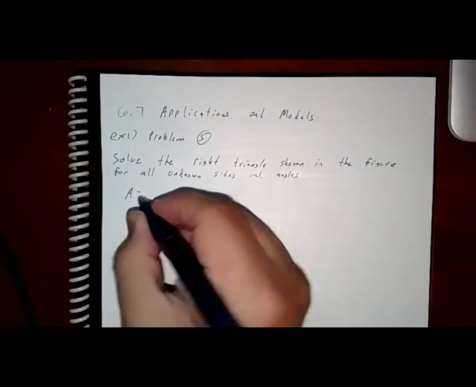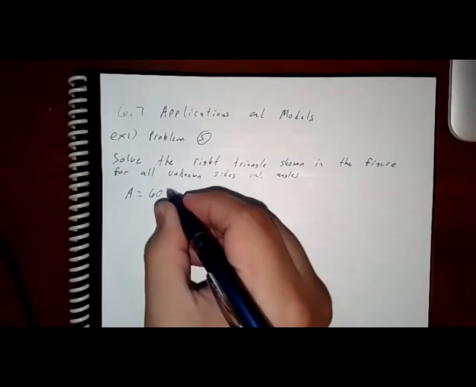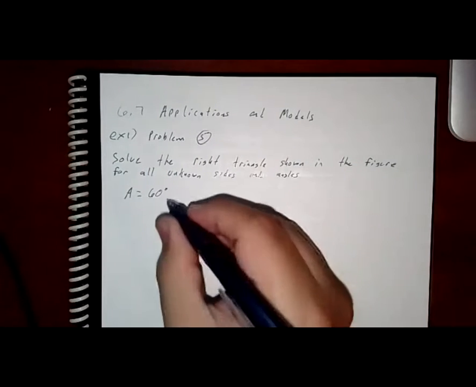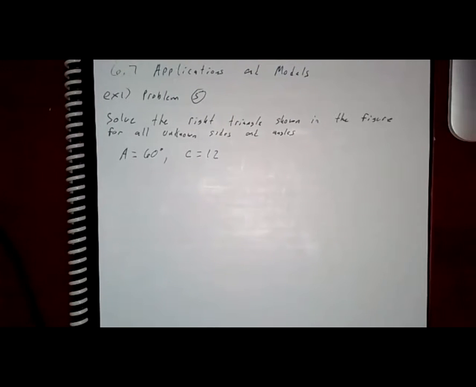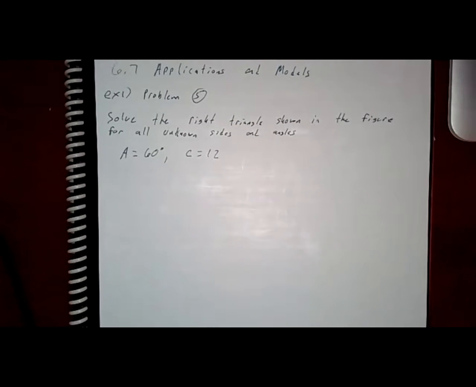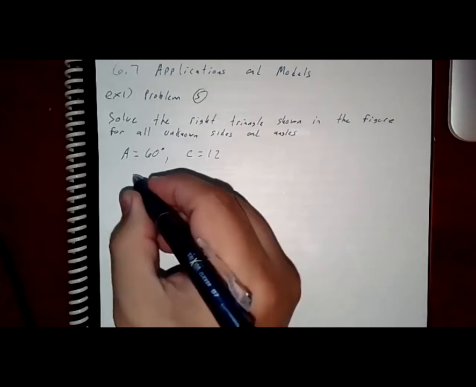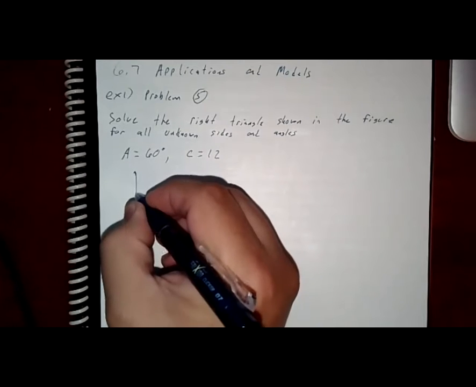Okay, so what they do is they give you one angle and the fact that it's a right triangle, and they give you one side. So these will all be different. They might give you two angles or two sides, whatever. They want you to find all the sides. So what I want you to do is just start by building a triangle.